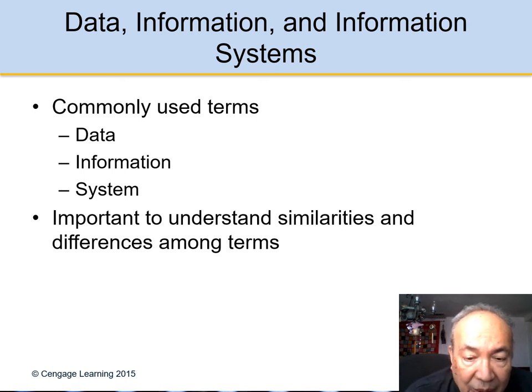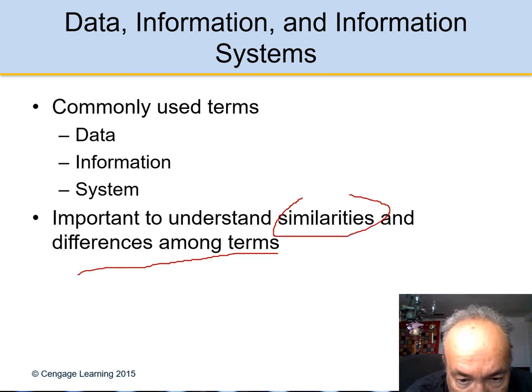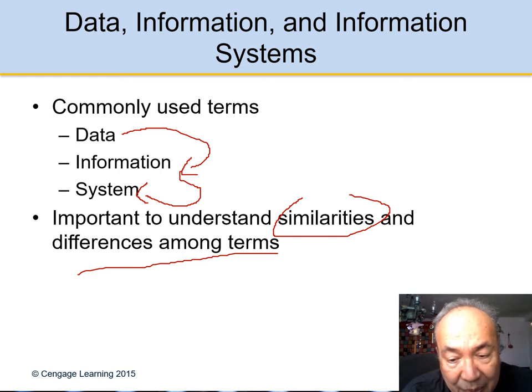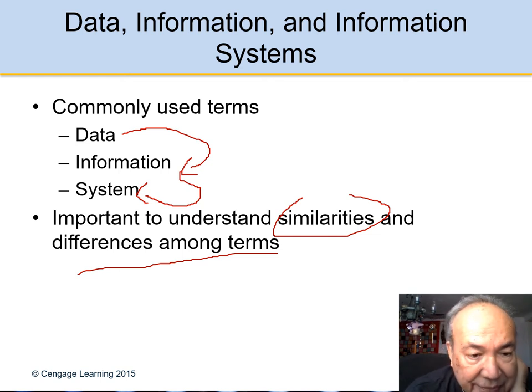It is important to understand the similarities and differences among these terms. Actually, data goes into information, and information is processed by a system, which is a computer or whatever, or a phone, or an Apple Watch. Okay.